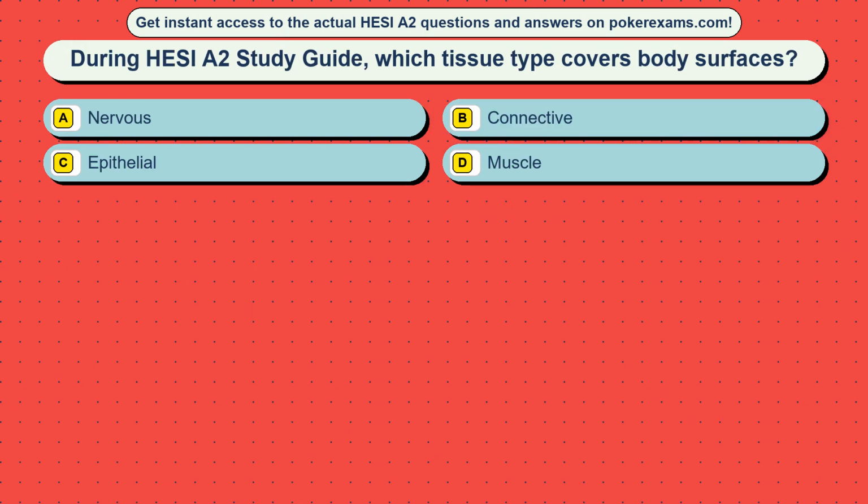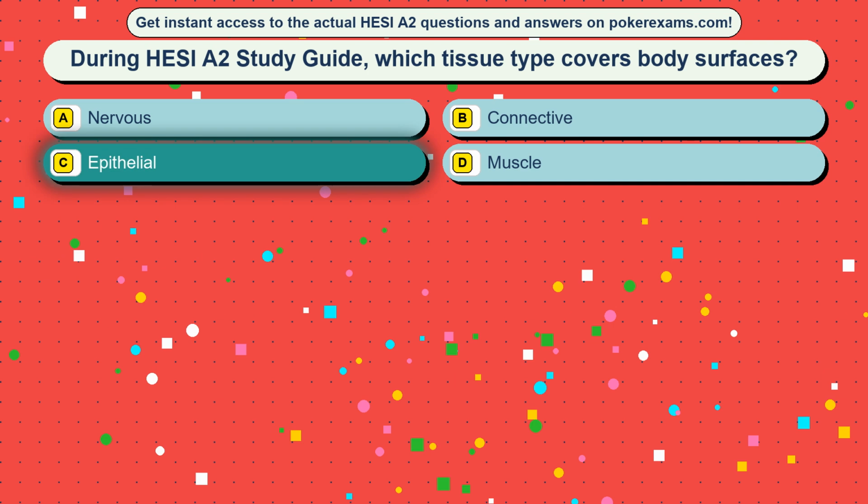Question 11. During HESI A2 Study Guide, which tissue type covers body surfaces? Option A, nervous. Option B, connective. Option C, epithelial. Option D, muscle. The correct answer is option C, epithelial.